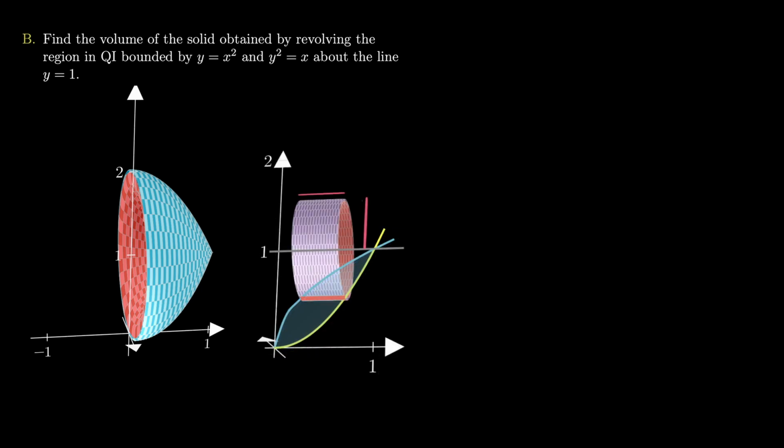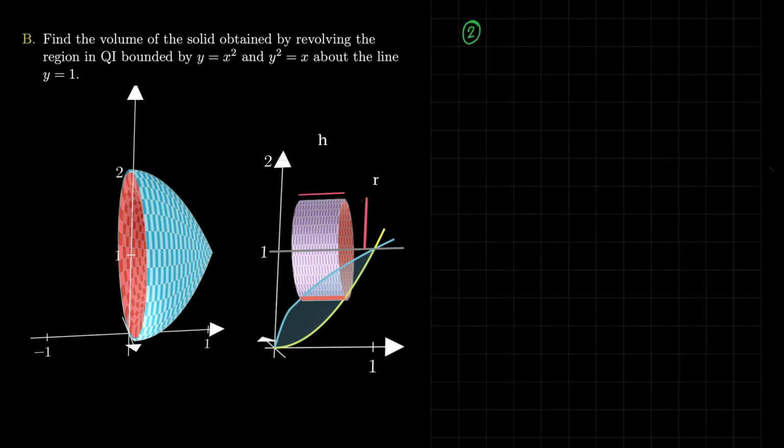Let's sketch our cylindrical shell and label h and r. Our formula for delta V is 2 pi rh times delta r. Delta r corresponds to delta y. R is equal to 1 minus y. Kasi radius here is measured from y equals 1, hindi from the x-axis. And h is the difference of the upper function, which is yung nasa kanan, minus the lower function, which is yung nasa kaliwa, or h equals the square root of y minus y squared.